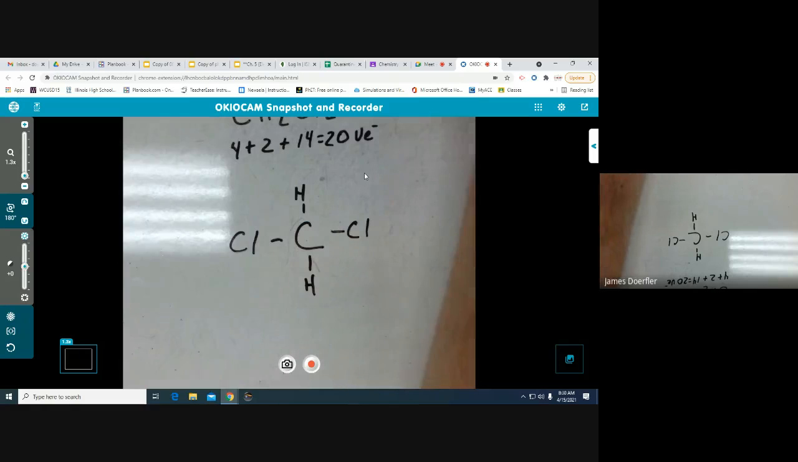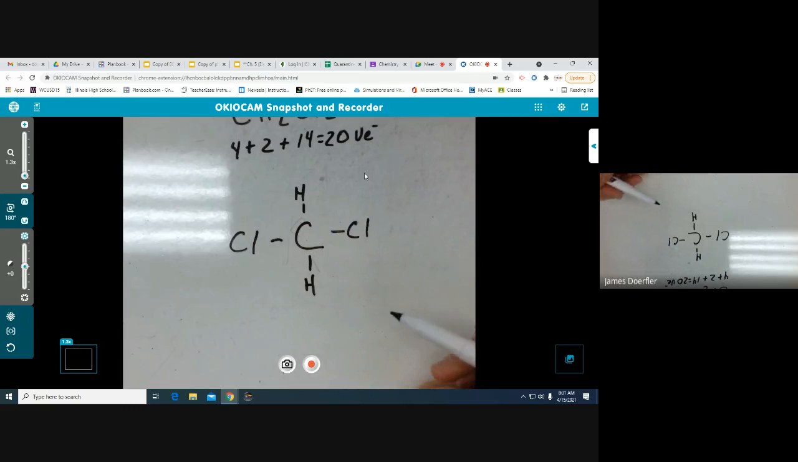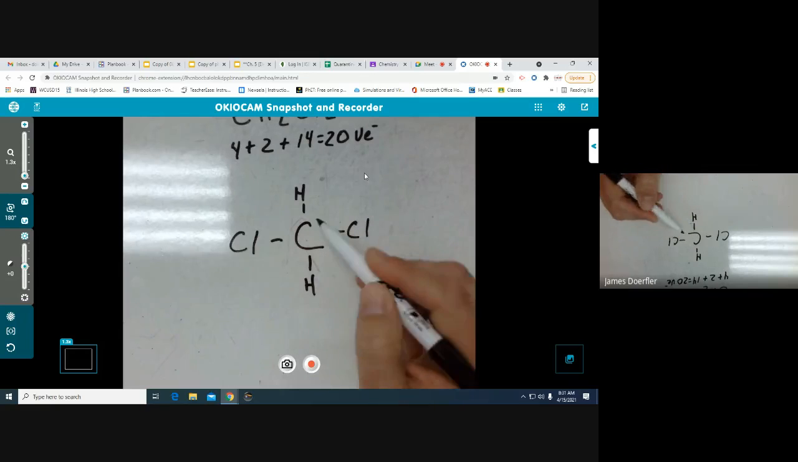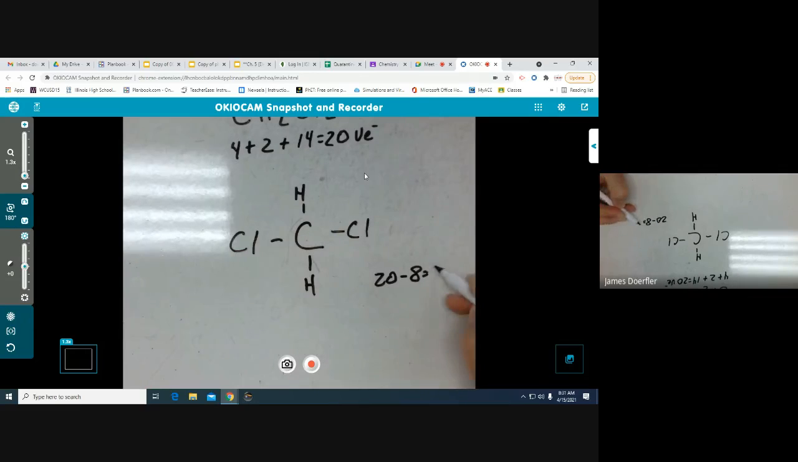Now, before I go on to the next step, I need to keep track of my electrons. How many valence electrons did I just utilize to make my connections? I used 4 single bonds. So how many did I just use? 8. So 20 minus 8 means I have 12 valence electrons I need to deal with.